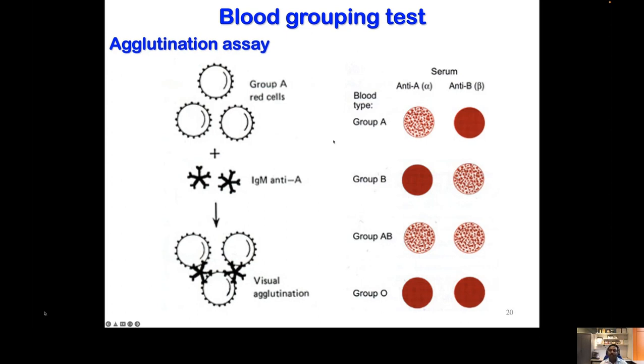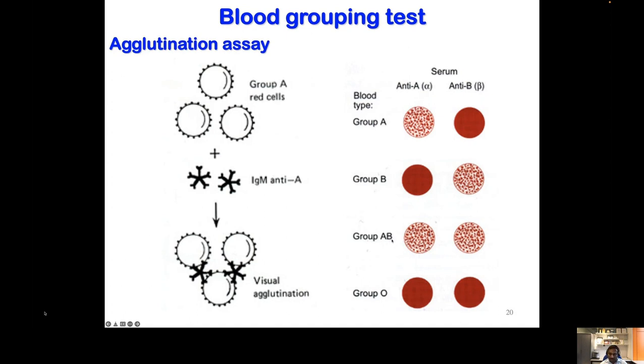For example, if a person has group A blood, they will be carrying anti-B antibodies in their body. When you add anti-A antibodies to this blood, it will precipitate or form agglutination visibly, but with anti-B nothing will happen because they don't have B antigen. In B group people, they will have B antigen. So when you add anti-A antibody, nothing will happen, but when you add anti-B antibodies, the agglutination or precipitation will happen. So you will know that person is B.